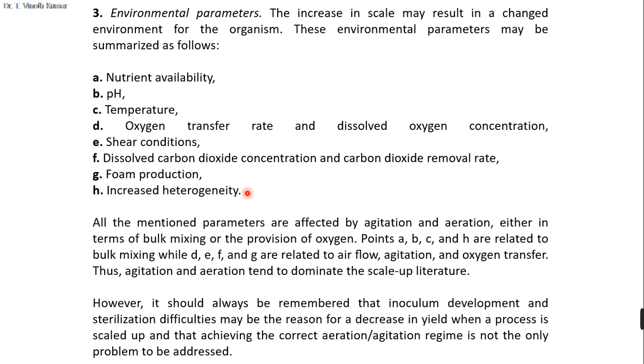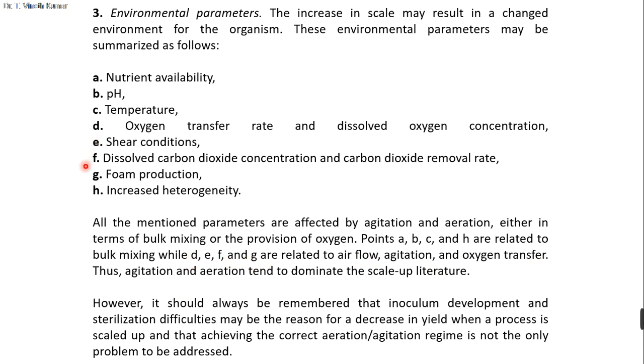That's all. And all the mentioned parameters are affected by agitation and aeration. That is also a big problem. Agitation is done using impellers that will agitate, so you have to use bigger motors for 1000 liters. And aeration also, you have to use a bigger compressor to pass the air into the sparger. And in terms of bulk mixing, points A, B, C, D to H all are related to the bulk mixing, while D, E, F and G are related to the airflow, agitation and oxygen transfer.